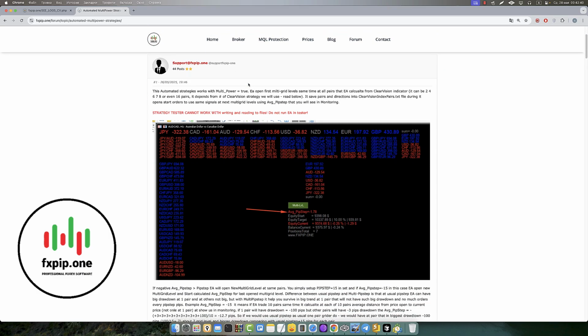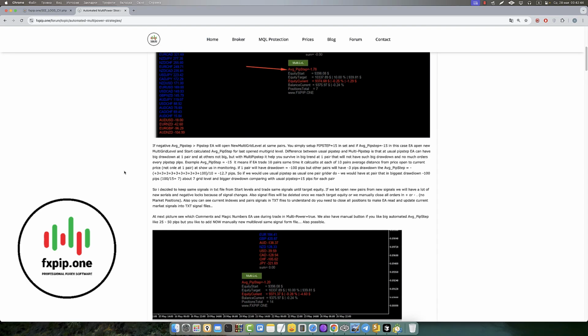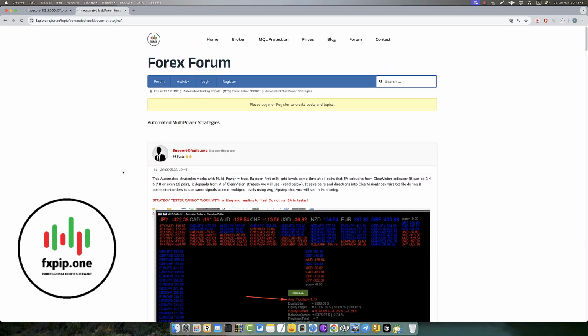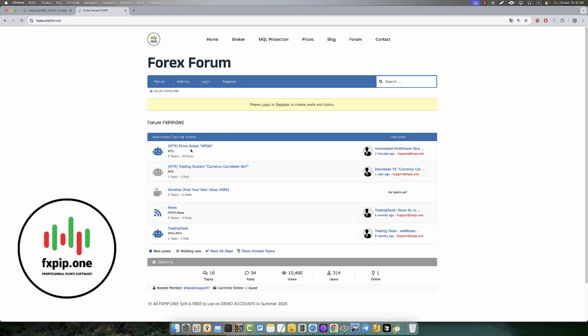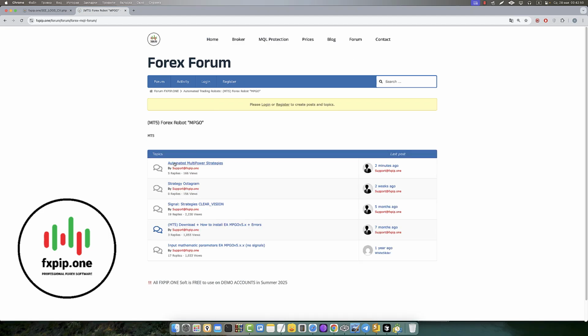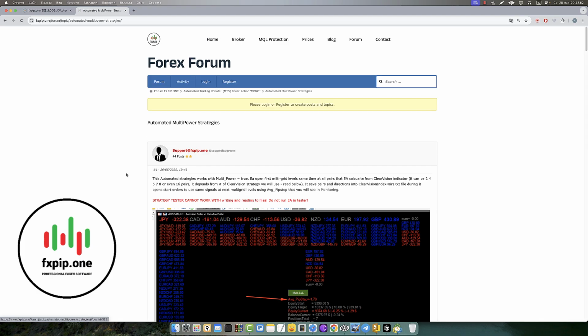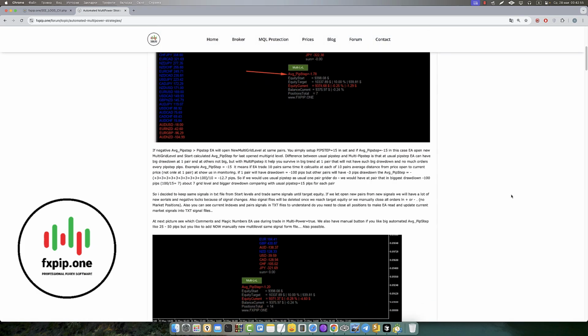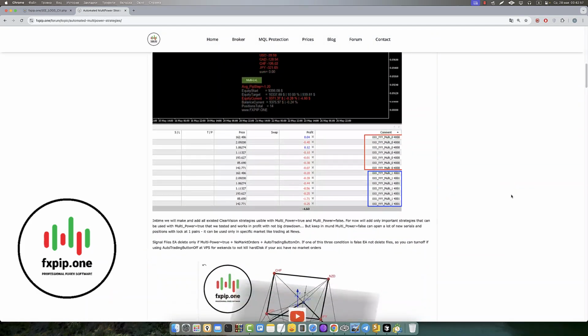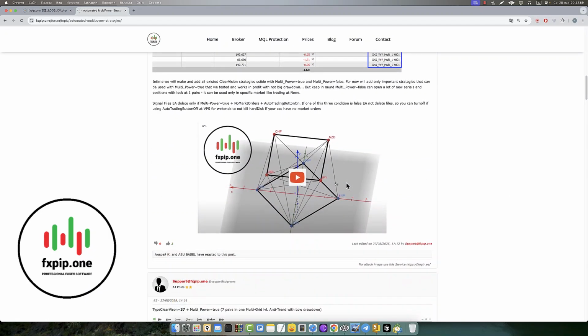Now we can add different strategies in multi-power strategy. You can read about it on the forum here. You go to the forum, MPGOv automated multi-power strategies. You go here and read how it works. It's really simple to understand. You can also see additional videos here.